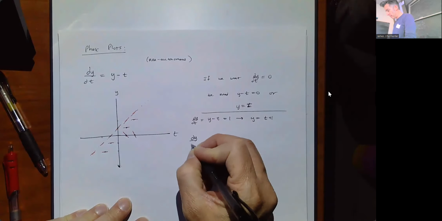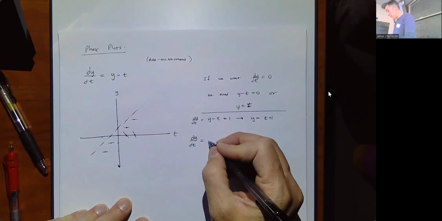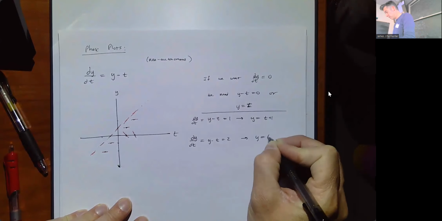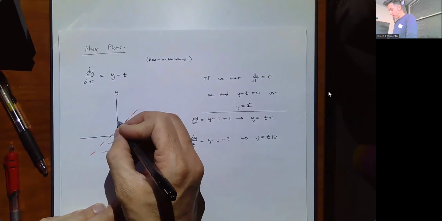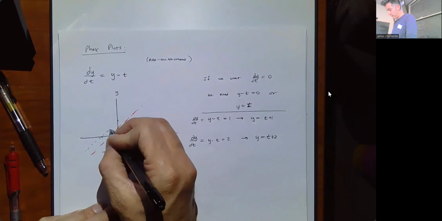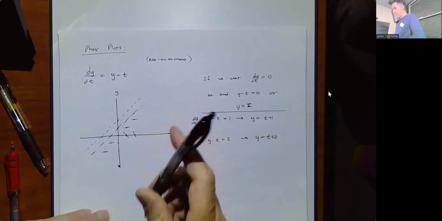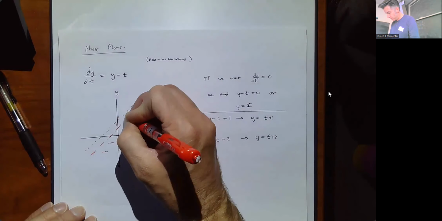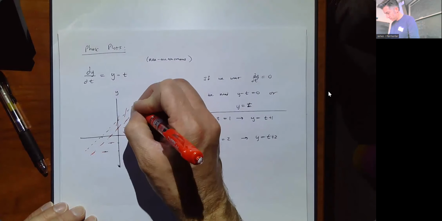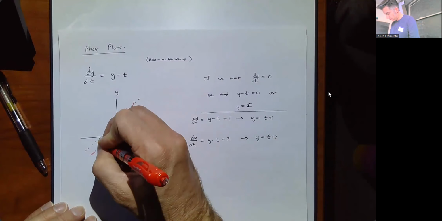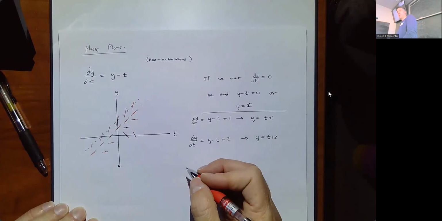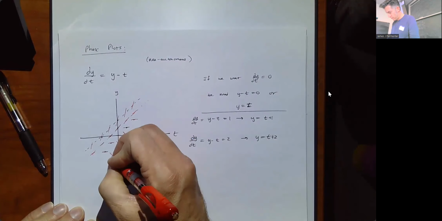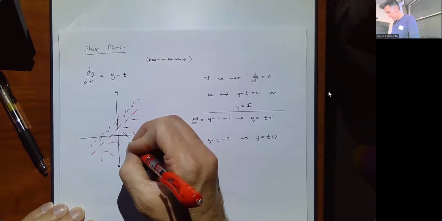If I wanted dy dt to be the constant value of 2, well, I'd have y equal to t plus 2. So again, I'm just shifting up 1. So along this kind of line here, all my slopes of my tangent line should be plus 2, so even steeper. And we can continue in this way. Over here, there'd be negative 1. Further down, there'd be negative 2.